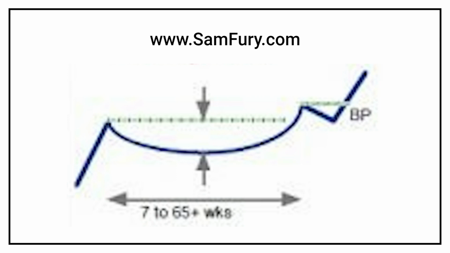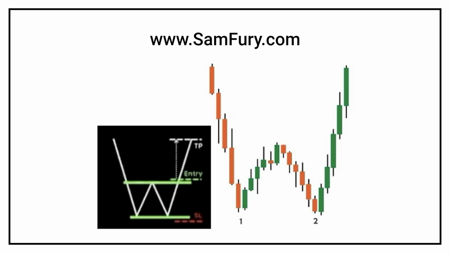Takes a bit longer to form, but the principles are similar. Then you have the double bottom, which looks like a W on the chart. It signifies a potential reversal after a downtrend, kind of like the stock is bouncing off a support level twice before heading back up. A W for winner. I like it.